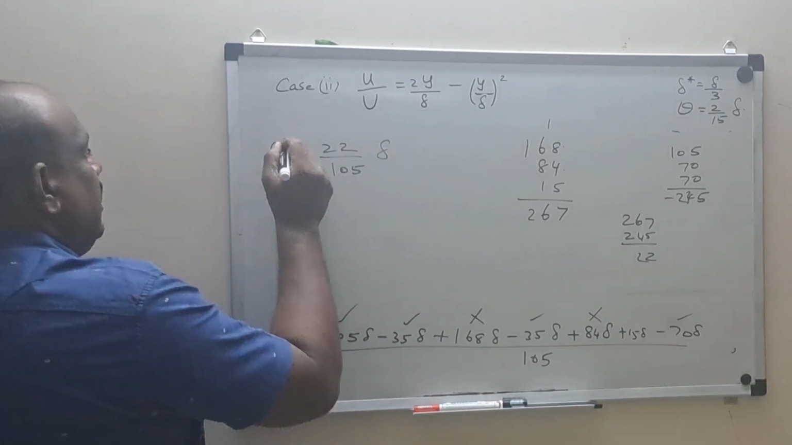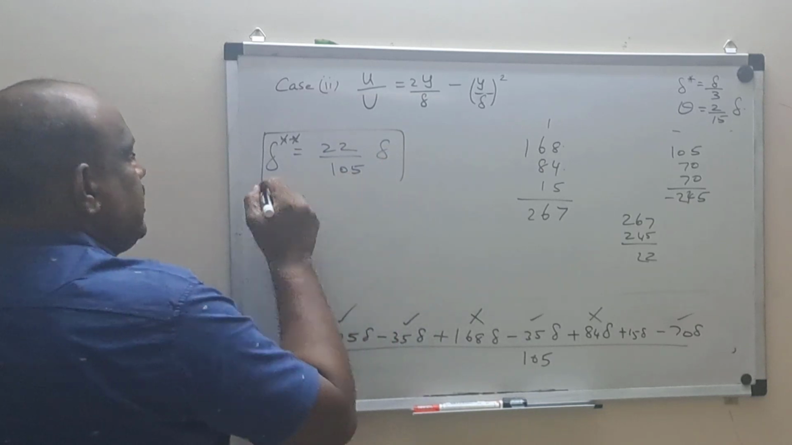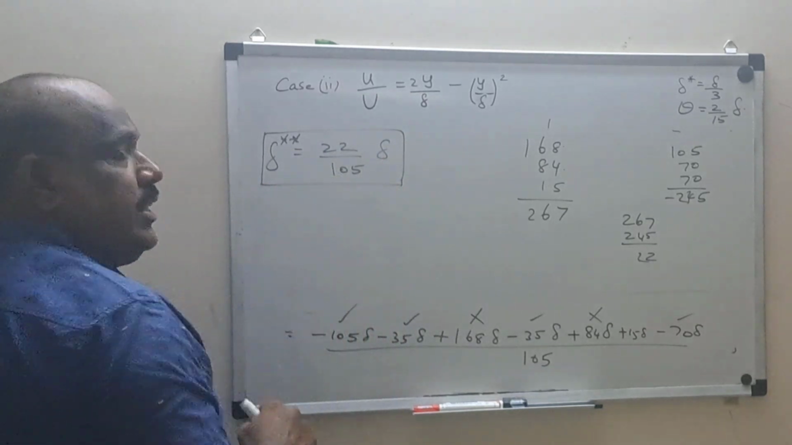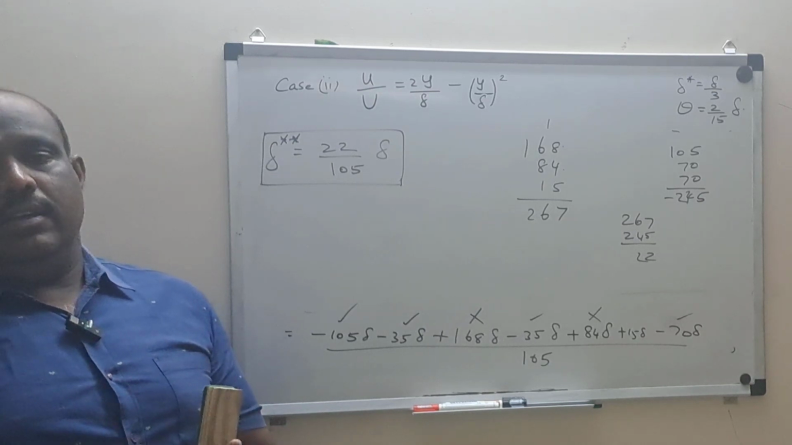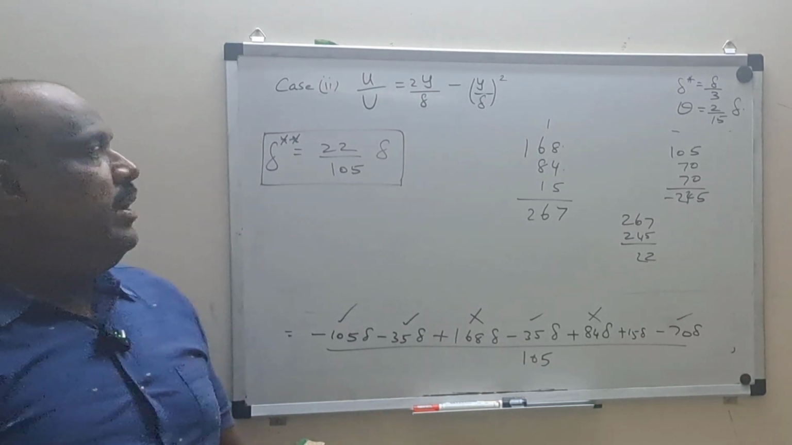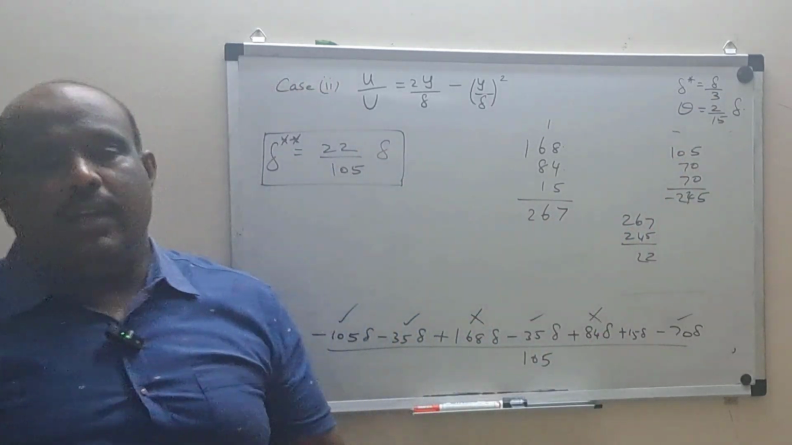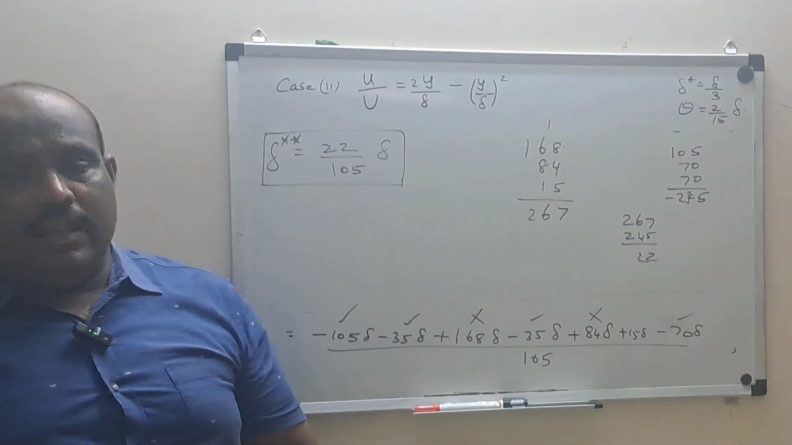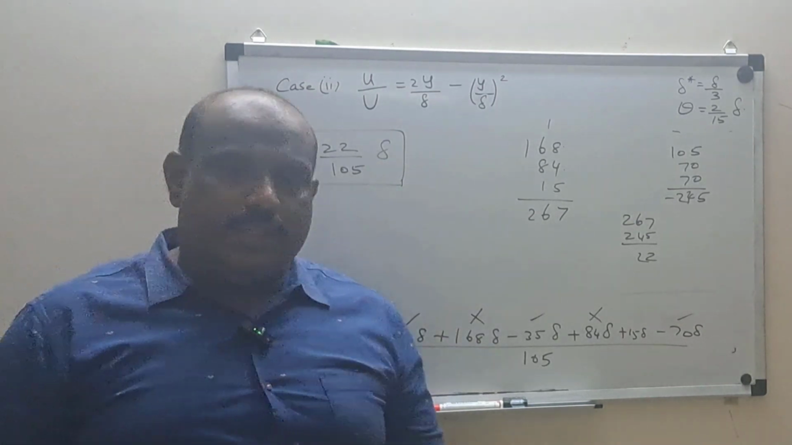What is the left hand side? Delta double star. That's it. So we can see the energy thickness is equal to 22 by 105 of delta. Now we are able to get delta star in terms of delta, theta also in terms of delta, and delta double star in terms of delta. I hope it is possible.